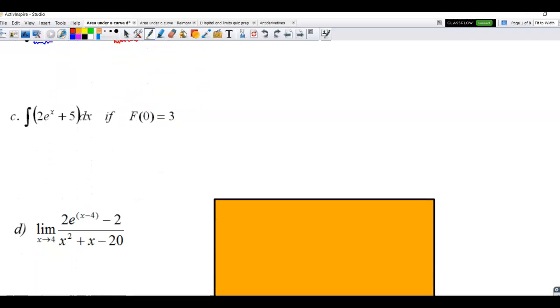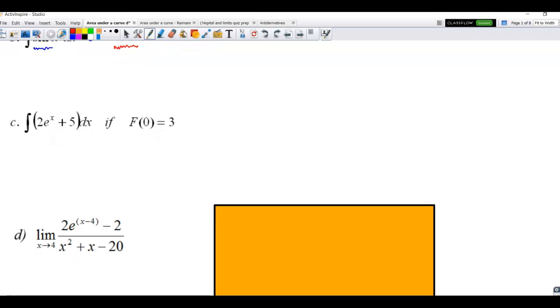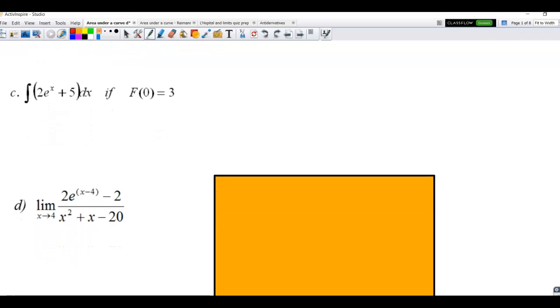Letter C. This time we have an anti-differentiation problem, and we have an initial condition. We have a given value of x. So first, I'm going to do the antiderivative of the first term. The antiderivative of e to the x is e to the x, our favorite function. The antiderivative of 5 is 5x plus our constant of integration c.